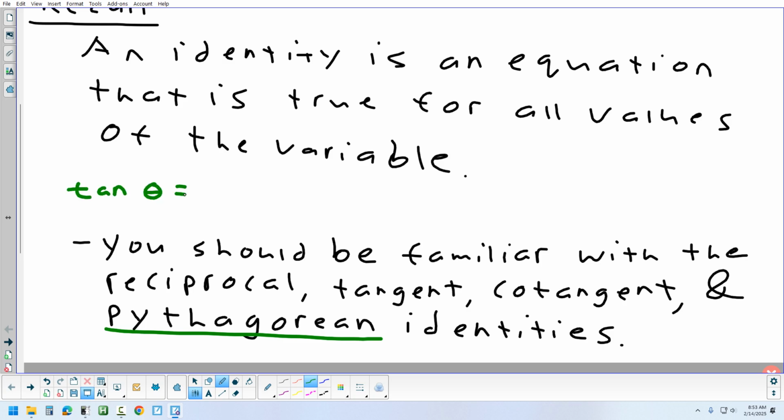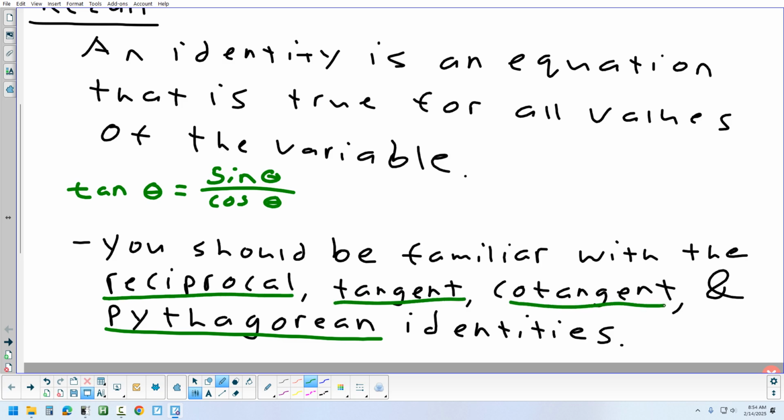does anybody remember how you can write tangent as a fraction of two other trig functions? Isn't it cosine or sine over cosine? Sine over cosine. Okay, that's the tangent identity. And then cotangent would be the opposite? Yeah. So it's cosine over sine. So cotangent is cosine over sine. So we've done that one, and that one.